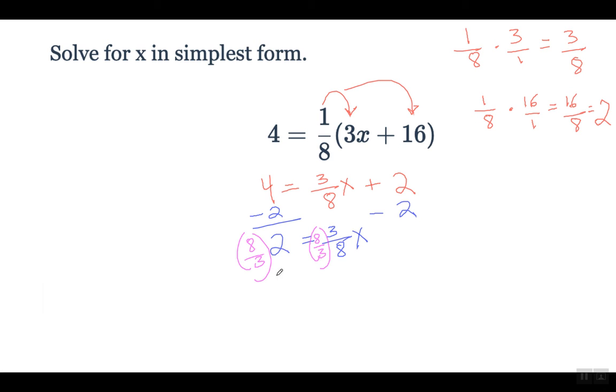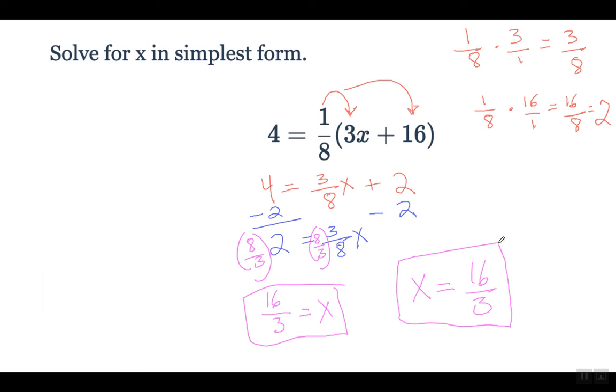Okay, so when I do that, I'm going to get on the left-hand side, imagine an invisible 1 beneath the 2. So 8 times 2 on the top would be 16, and on the bottom, 3 times 1 would be 3. Over here, these cancel out because they equal positive 1. So there's my answer. X equals 16 over 3, or you could write it like this. And again, I always got to check if you could simplify the fraction. In this case, it's already simplified.